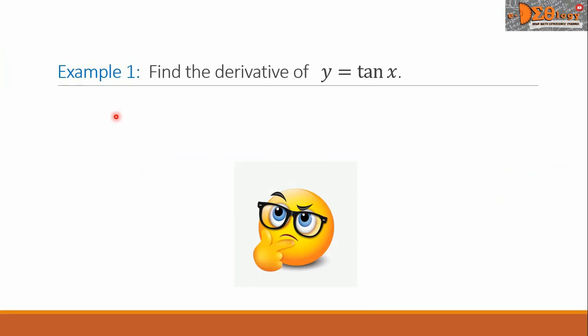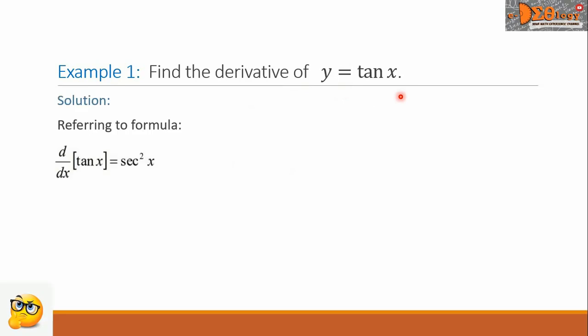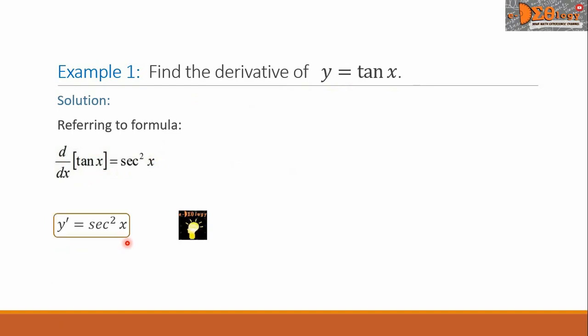Let us see this example. Find the derivative of y equals tangent x. For our solution, we're going to refer to this formula: d over dx of tangent x equals secant square x. Now, the derivative of this function, we are going to write here y prime equals secant square x. This is the final answer.